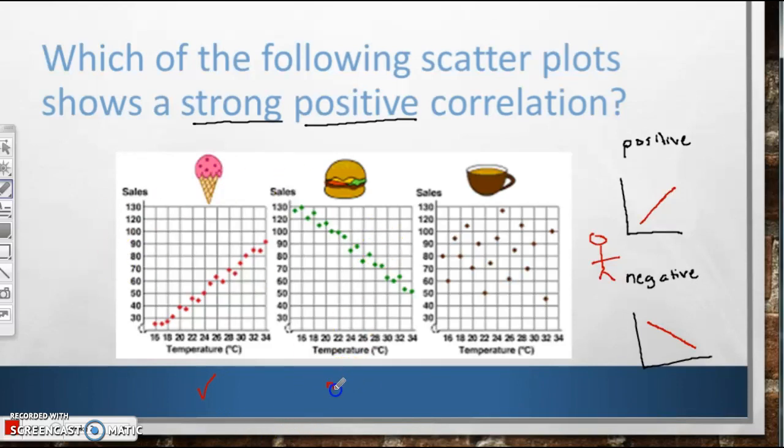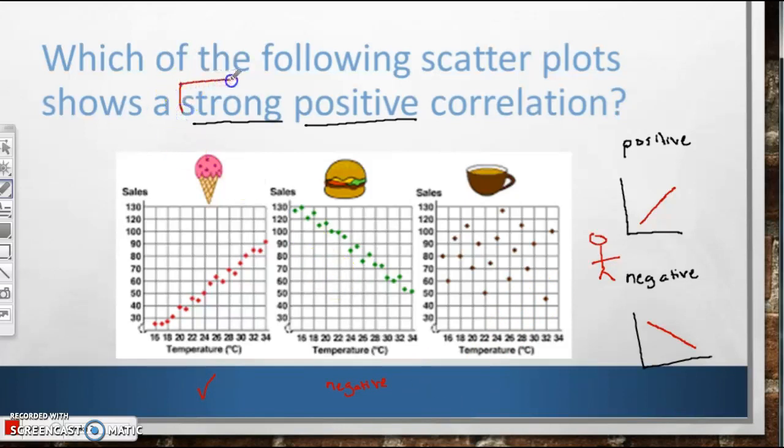This one definitely shows a negative correlation or a negative relationship because as you'll notice, as the temperatures go up, the sales of the hamburgers go down. And over here with the coffee, there's not really a whole lot of correlation. It's not really positive or negative. It's just kind of spread out all over the place. I think coffee drinkers tend to drink coffee whenever.